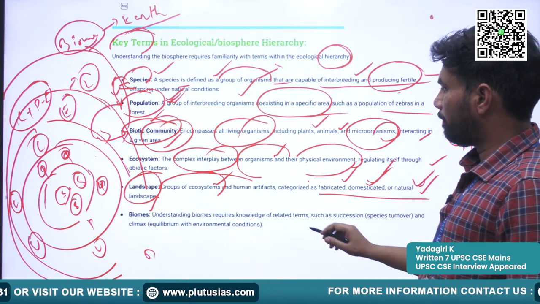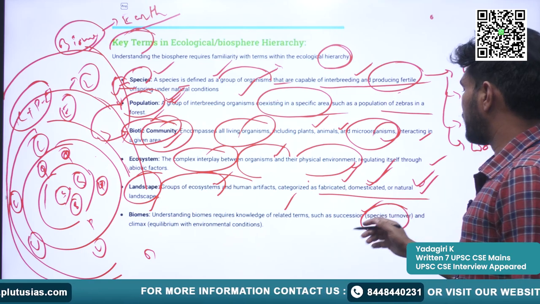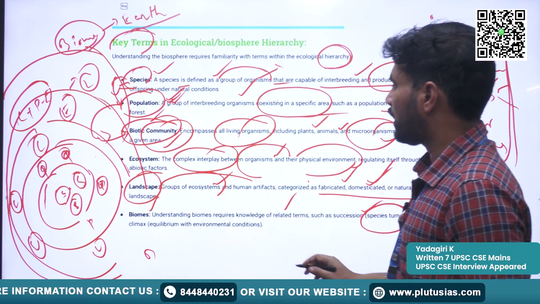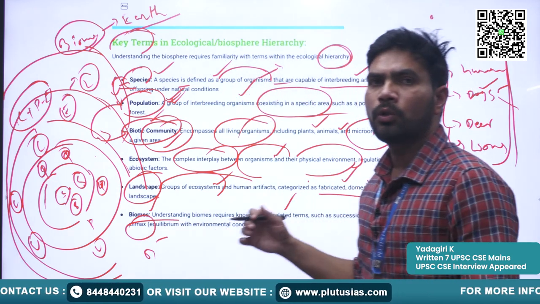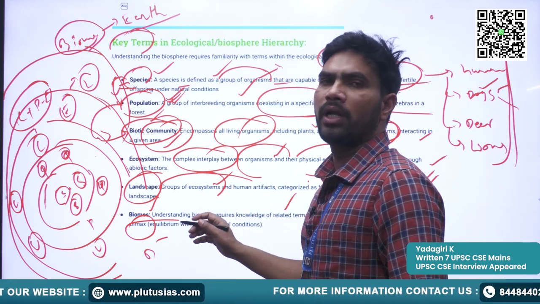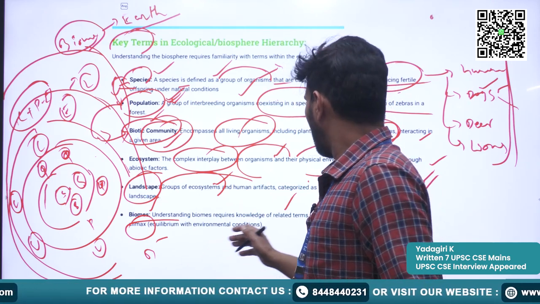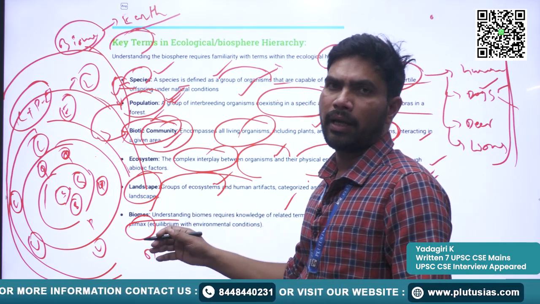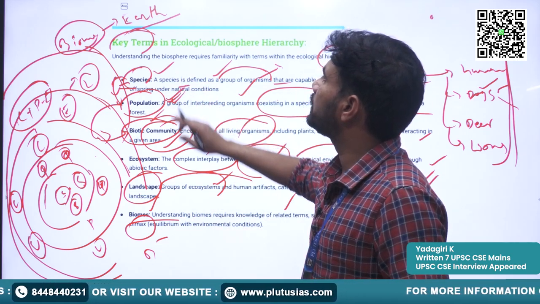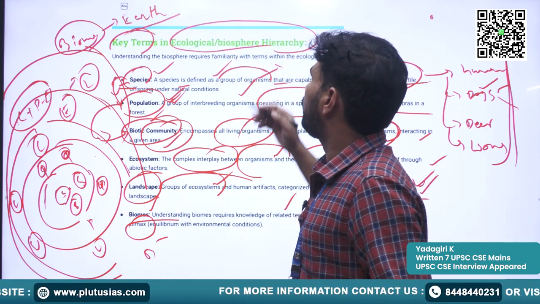Right. So understanding biome requires knowledge of related terms such as succession and species. Succession is when one species after another species comes. Similarly, climax species. So to understand the biome, we should also understand these types of terminology. Later within this lecture, we will see succession, species succession, and the climax. And we will also see the climax species. So basically, this is about the key terminology when it comes to ecology or biosphere hierarchy.